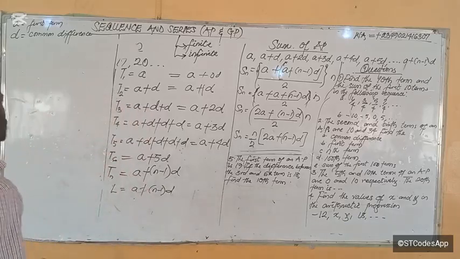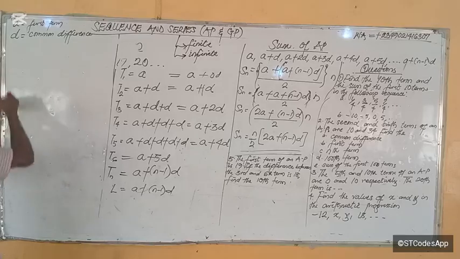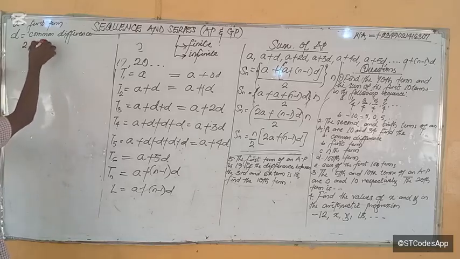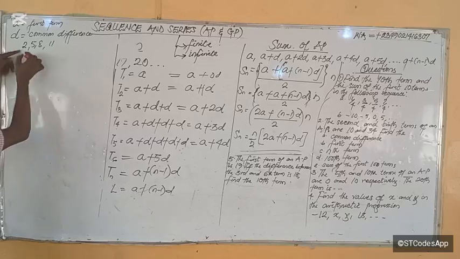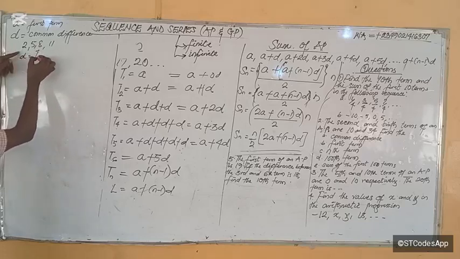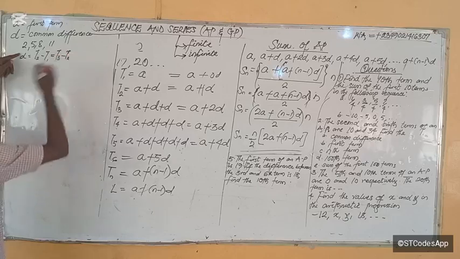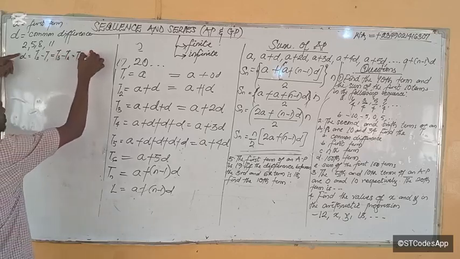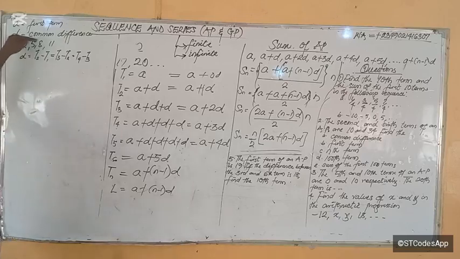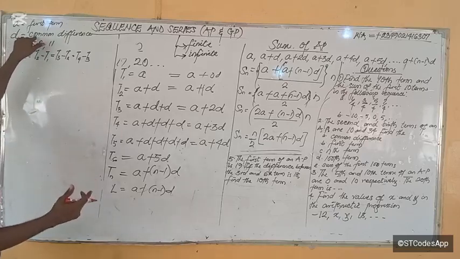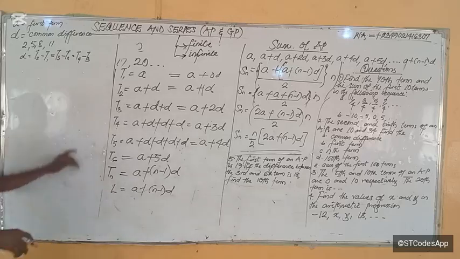Now, the way to get the common difference, remember our sequence that I gave you, 2, 5, 8, 11, and so on. To get the common difference, D is basically T2 minus T1, or T3 minus T2. You get exactly the same answer, right? Or T4 minus T3. So just subtract any 2 successive terms, and it should be the one ahead minus the one before. That's how to generate the common difference.